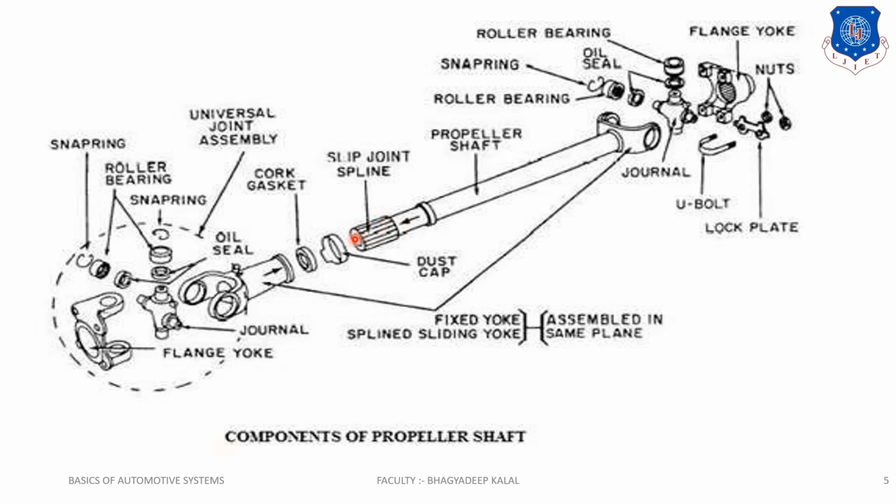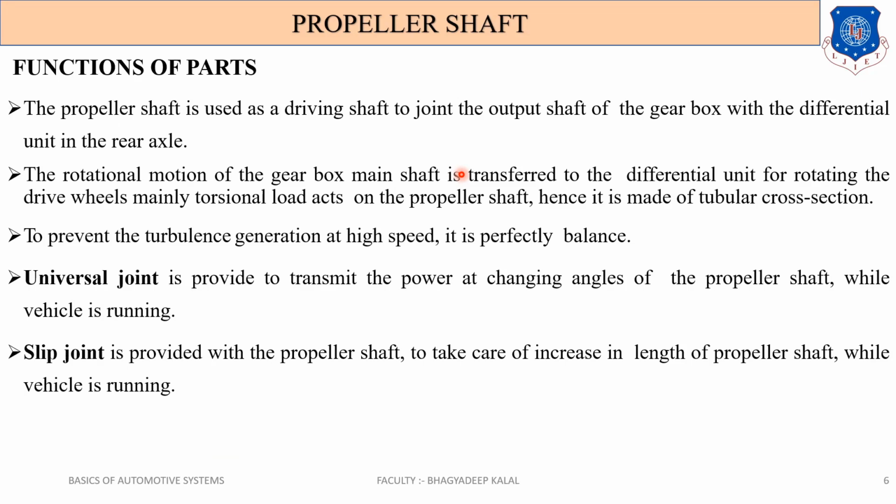A spline is provided on this slip joint, and an internal spline is provided in this yoke, and it is fitted here with the help of cork, gasket, and dust cap. This is our main propeller shaft, and another yoke is provided here with the same components as here, and a flange yoke is provided here, and a lock plate is here. So these are the main components used in a propeller shaft, so you can easily draw it in your exams.